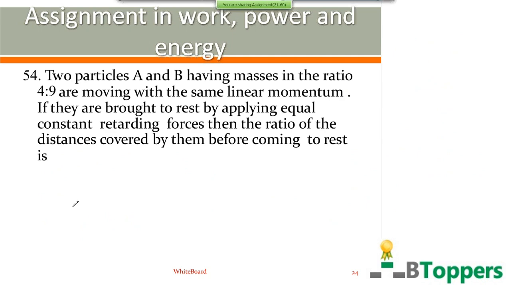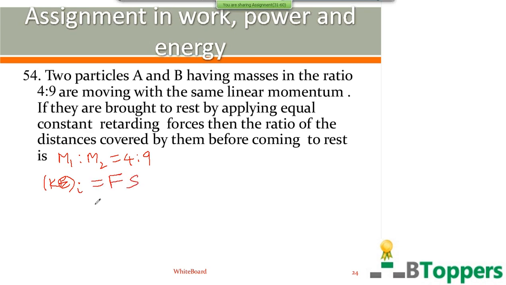Two particles A and B having masses in the ratio 4:9 are moving with the same linear momentum. If they are brought to rest by applying equal constant retarding forces, the ratio of the distance covered by them before coming to rest is, just as I have discussed in the previous questions, in the question number 52 and 53, so the initial kinetic energy of the body can be done F into S.